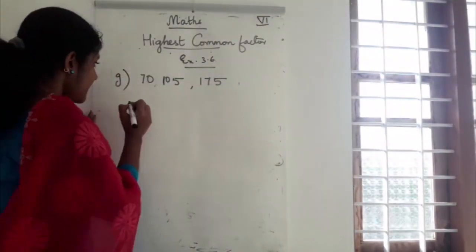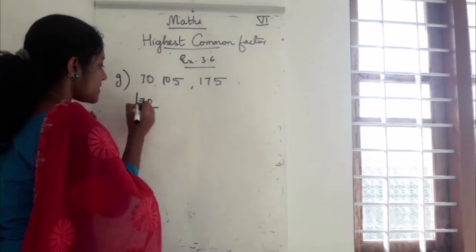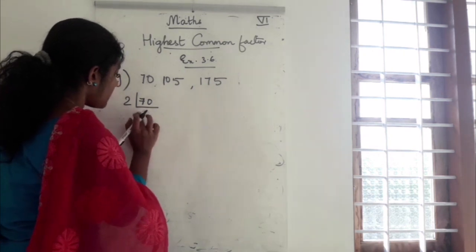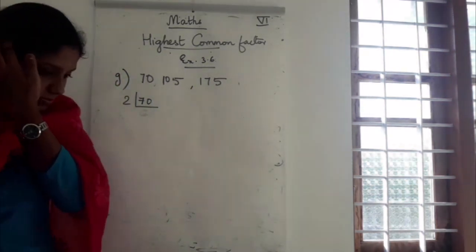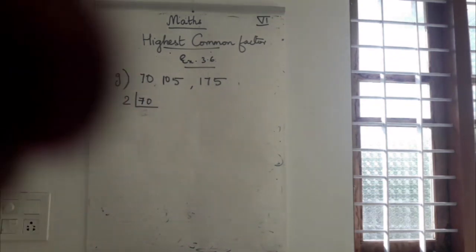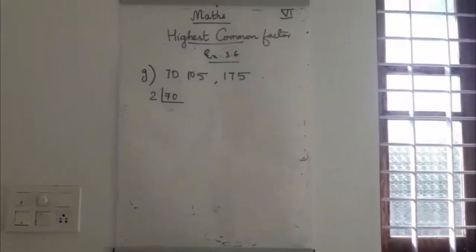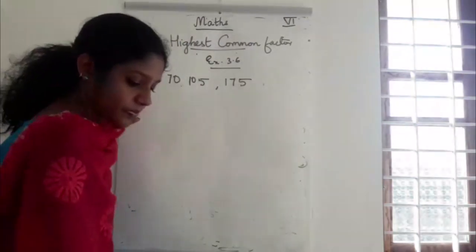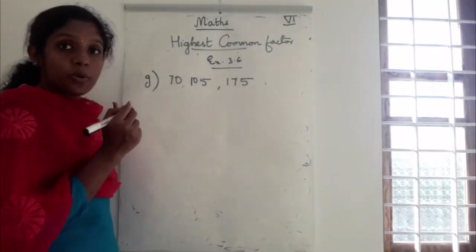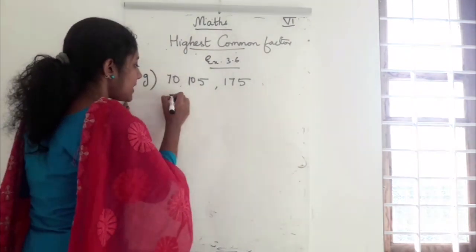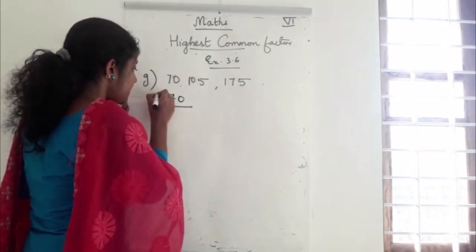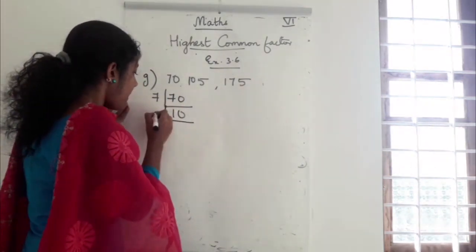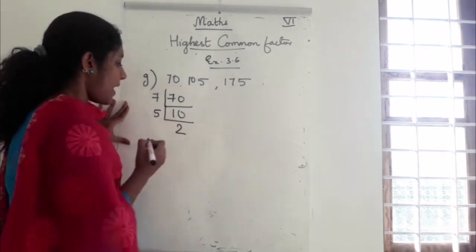So I am moving to the division method. Now I am going to do the second method, that is the division method, that is 70. 70 is divisible by 7, 10 times. 10 into 7 is 70. Then 10 is again divisible by 5, that is 2 into 5 is 10.